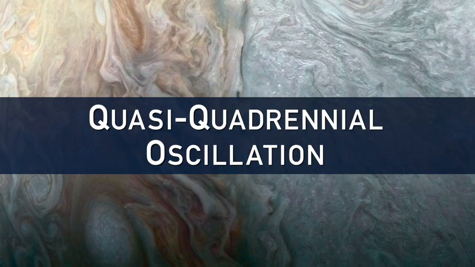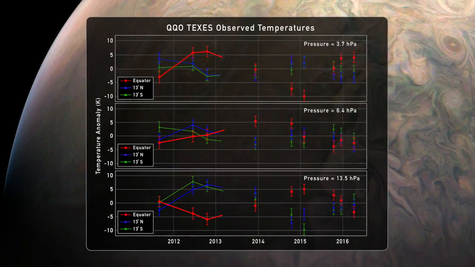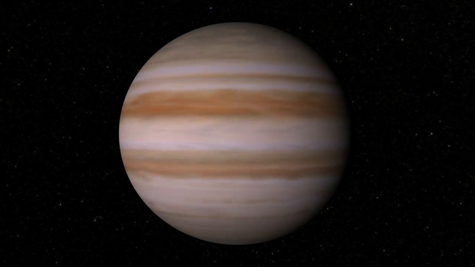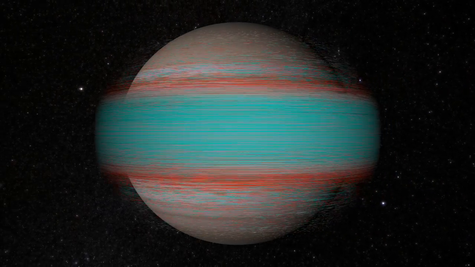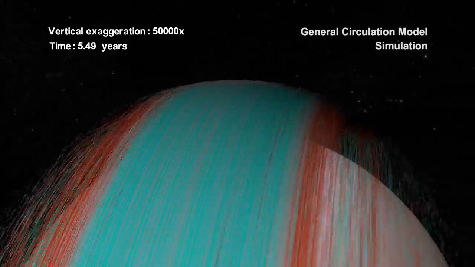The Quasi-Quadrennial Oscillation in Jupiter's stratosphere is a temperature signal that we see in the equator, where we see the temperature get warmer and cooler approximately every 4 Earth years. We used a general circulation model where we focused on simulating the effects of small-scale waves produced from convection in Jupiter's equatorial region to simulate the QQO.